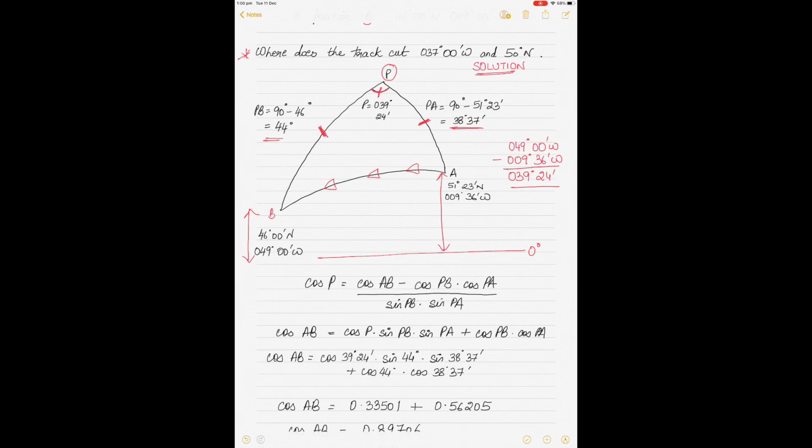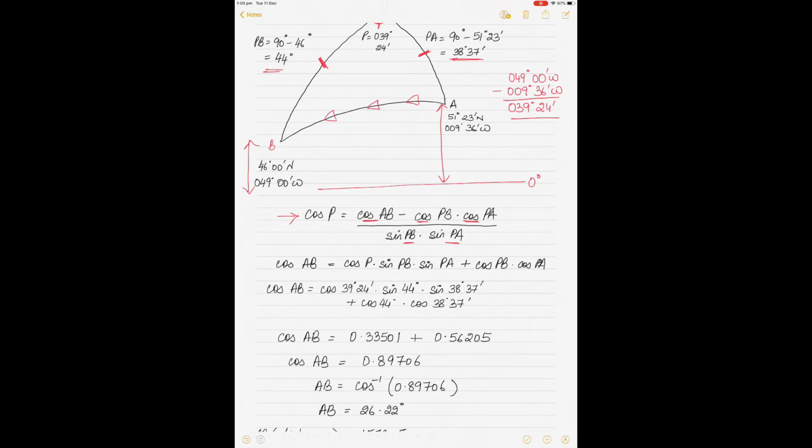So that's how you write down the formula. You write down cos P, which is the included angle, and the side opposite to it, which is cos AB, minus cos of the remaining two sides, which in this case is PB and PA. These are also the sides which include the included angle P. And then in the denominator, we write sine PB and sine PA, which are the same sides as cos PB and cos PA. It's just that we change the cosine to sine.